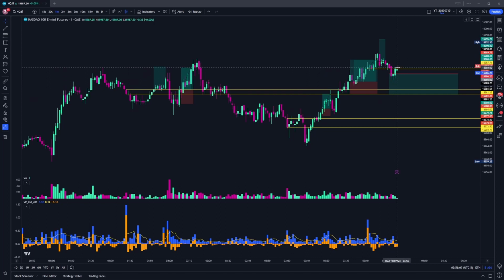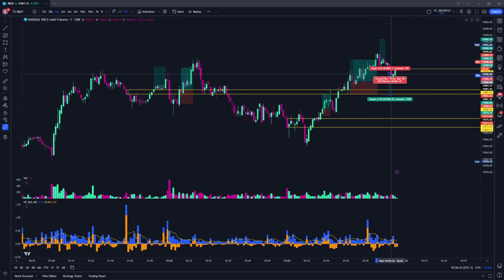But it's important to see if it breaks this upwards. If it does, then we might actually go back to this upward channel and continue higher. But it would also be a possibility that the market will go lower and again test this key level. So in this case, I would also try to scalp a short with a really tight stop loss.